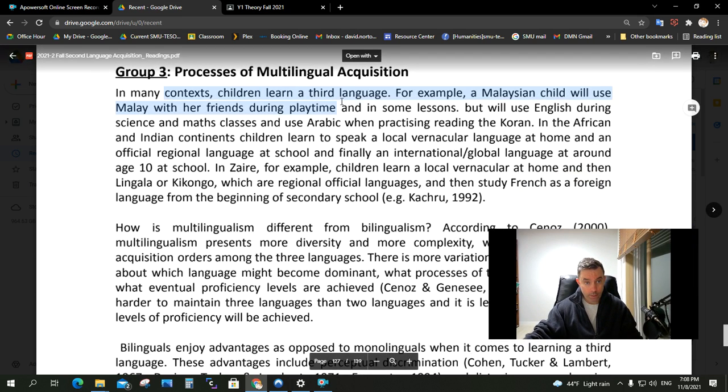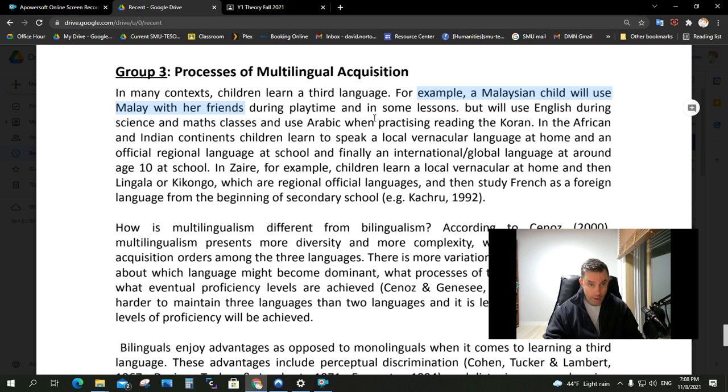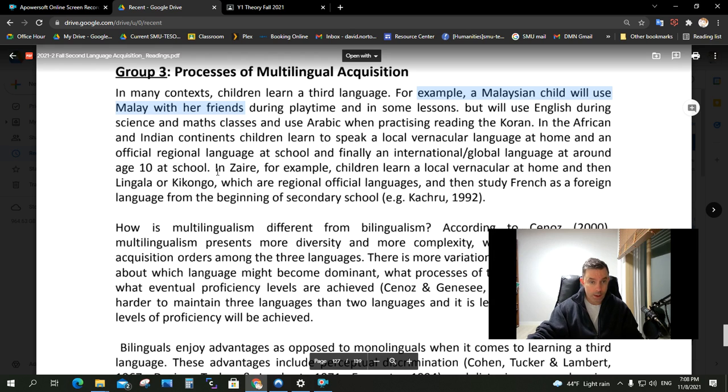And in many contexts, children learn a third language. So for example, a Malaysian child will use Malay with her friends during playtime and in some lessons, but will use English during science and math class, and use Arabic when practicing to read the Quran, right? And in African countries, it's quite common as well as on the Indian subcontinent.